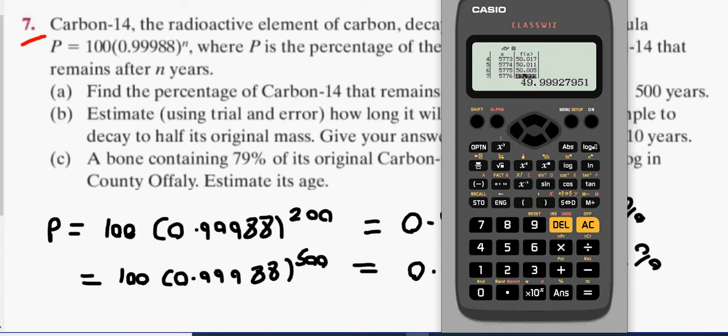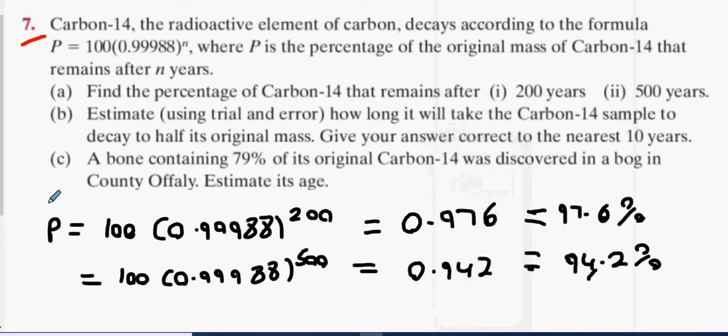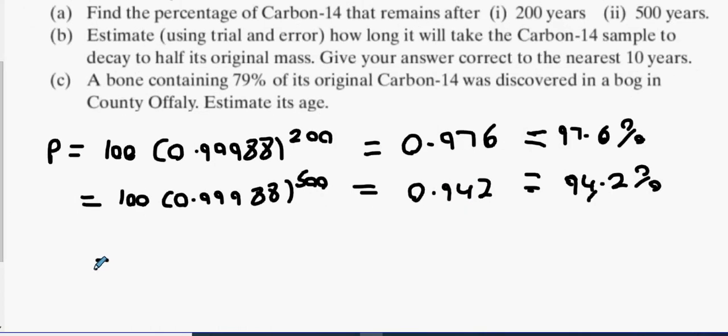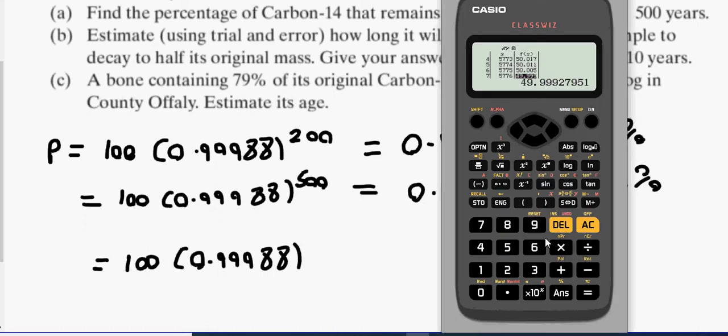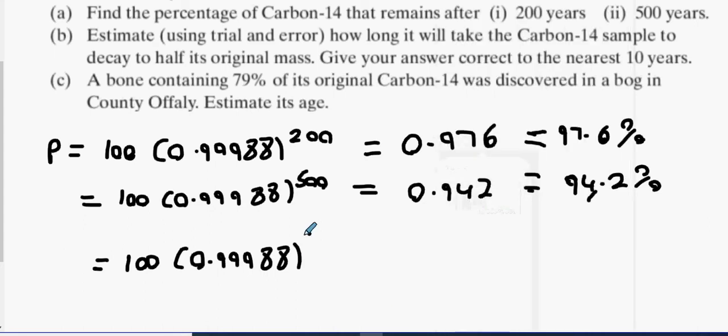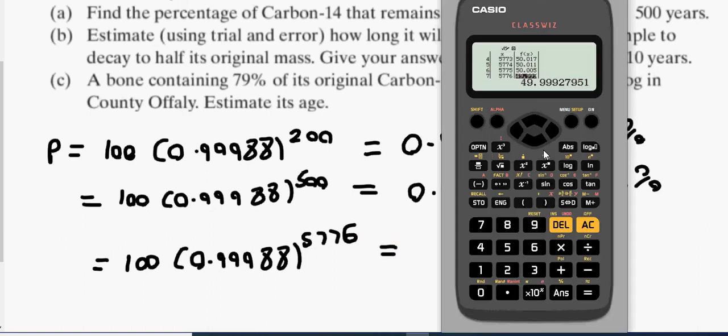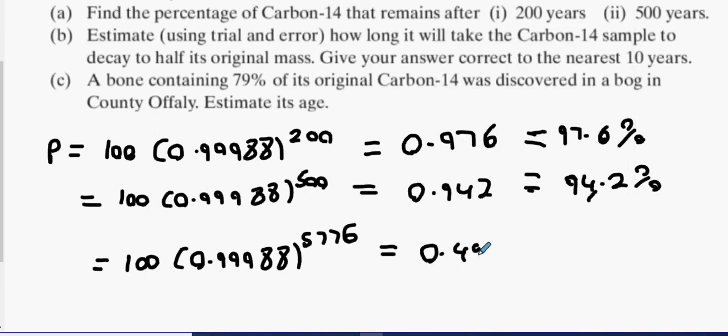Now, they don't need to know how you did it. But what's the only thing you need to do? 100 times 0.99988 to the power of 5,776, and the answer to that will be 49.9999, which is approximately 50%. Is that okay?